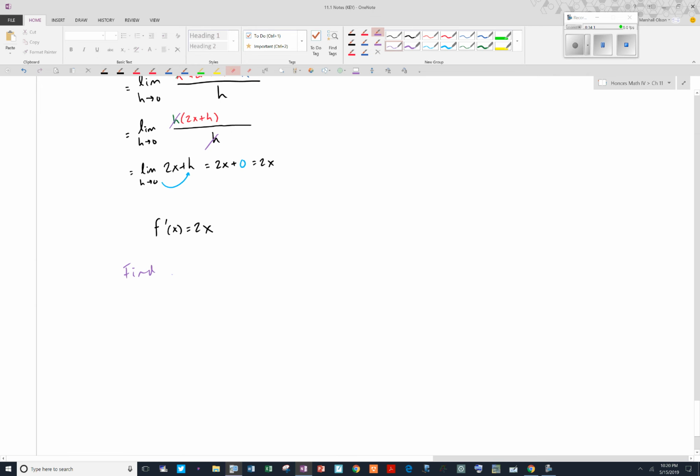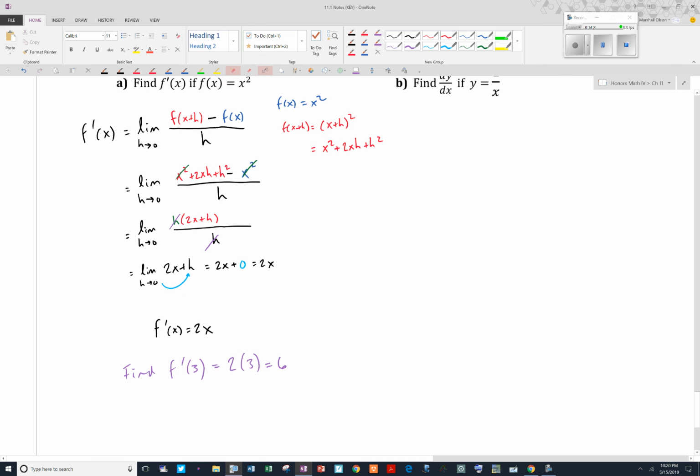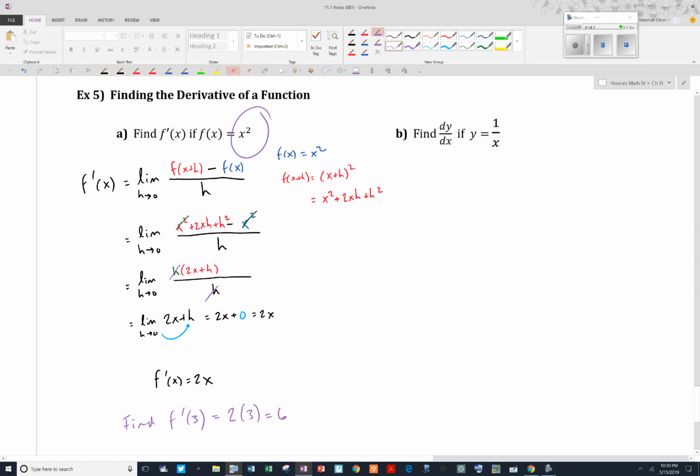Find f prime of 3 now, using that same function where f was x squared. That would just mean you put 3 in, we get 6. So what we just said is the derivative of this function at 3 is 6.